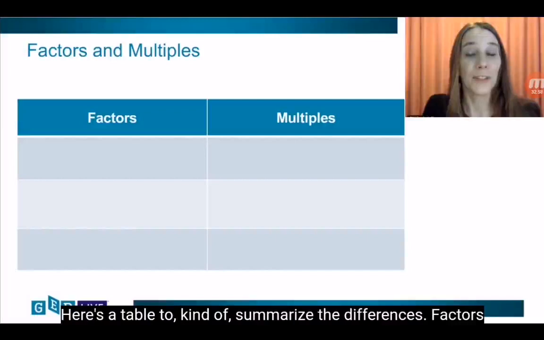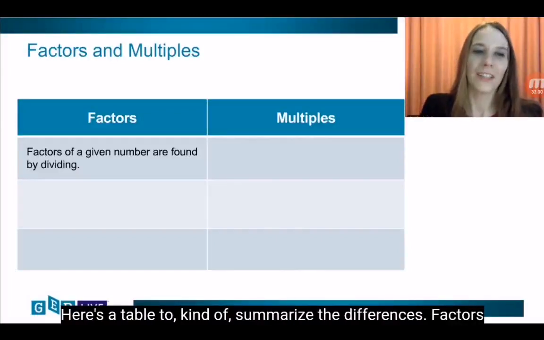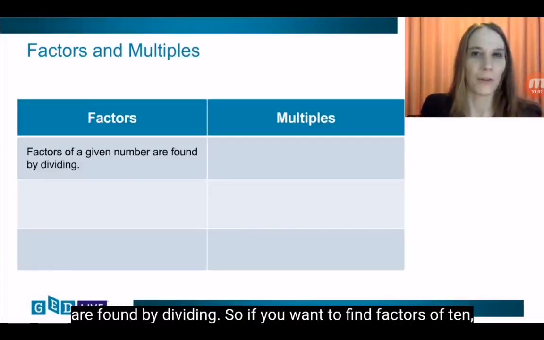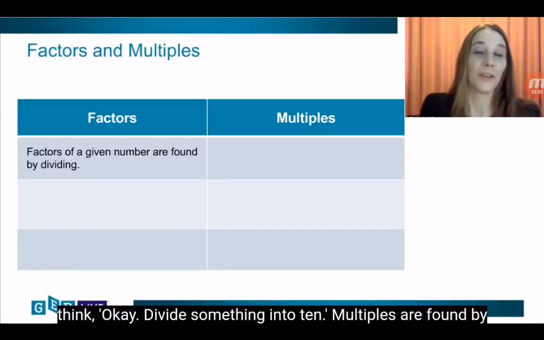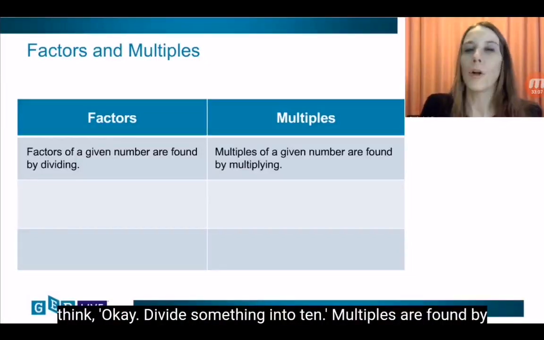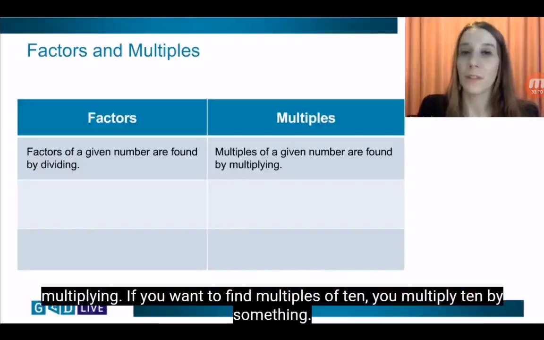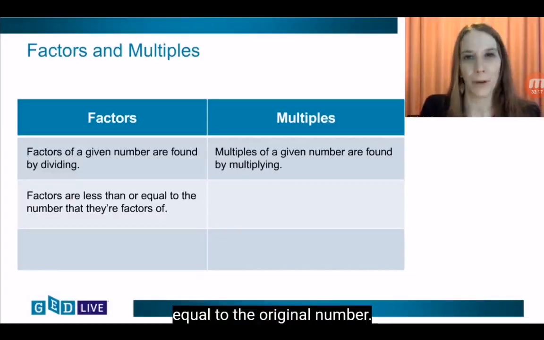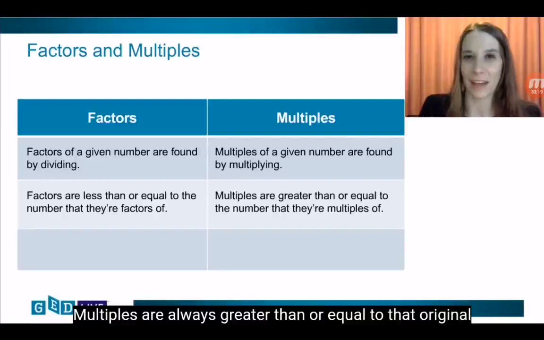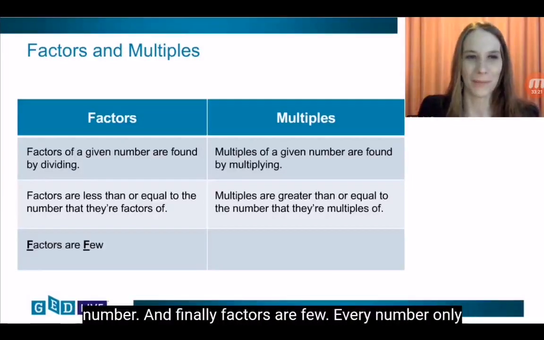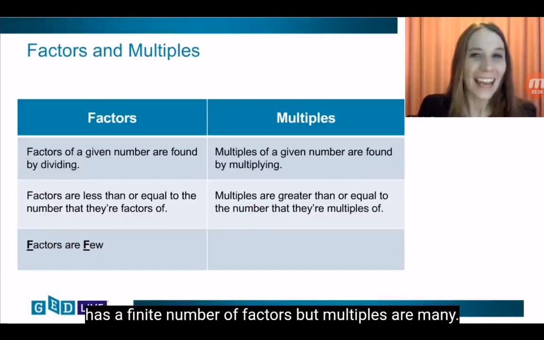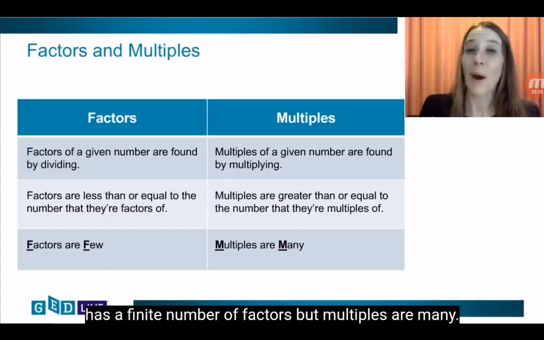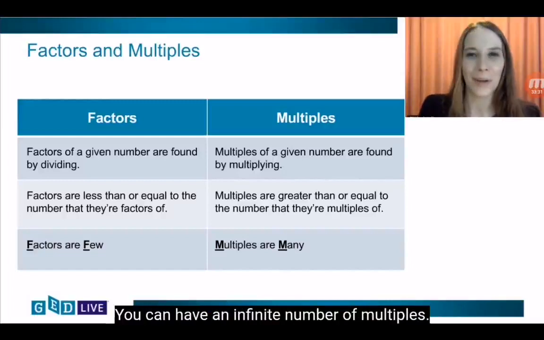So just a table to kind of summarize the difference. Factors are found by dividing. So if you want to find factors of 10, think, okay, you can divide something into 10. Multiples are found by multiplying. If you want to find multiples of 10, multiply 10 by something. Factors are always less than or equal to the original number. Multiples are always greater than or equal to that original number. And finally, factors are few. Every number only has a finite number of factors, but multiples are many. You can have an infinite number of multiples.